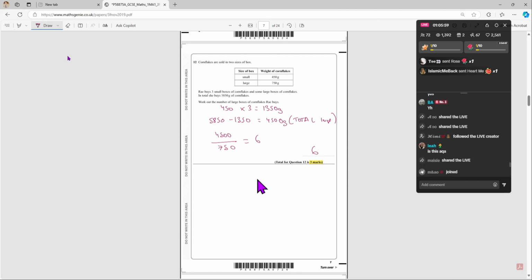Cool. This is paper free, guys. Paper free foundation. It's paper free foundation today.